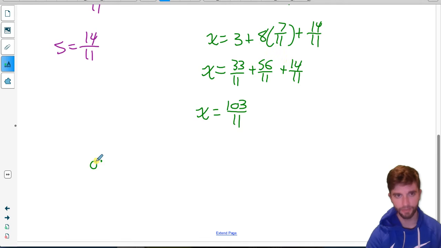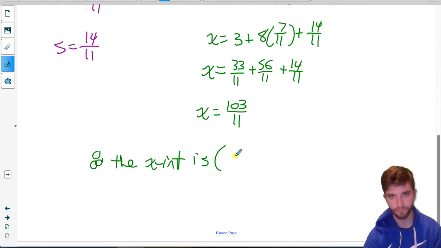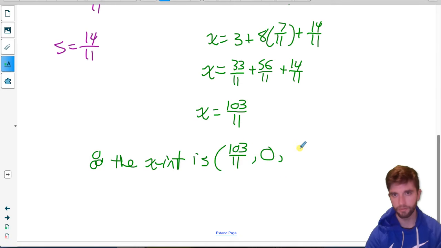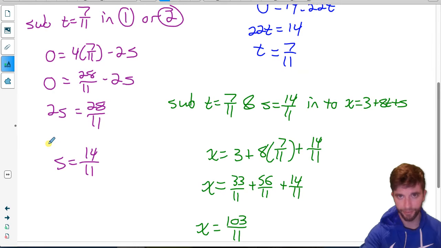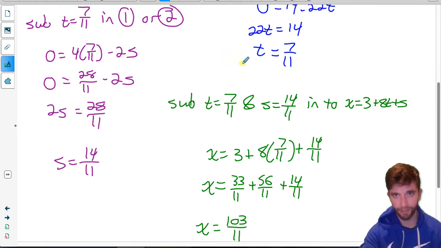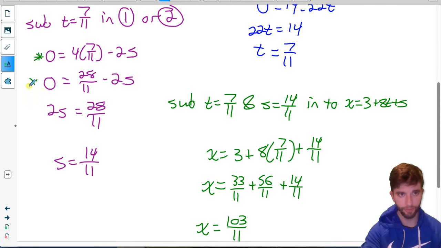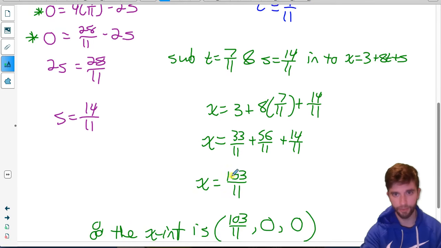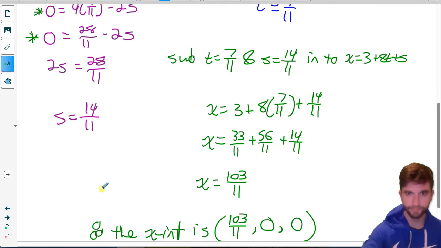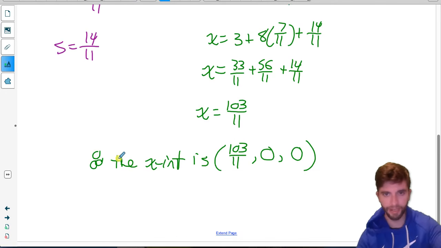So the x-intercept is 103 over 11, 0, 0. And I figured that out by figuring out that value for s and that value for t, make the y and z components both be 0, and they make the x component be 103 over 11. Let's verify that in GeoGebra.